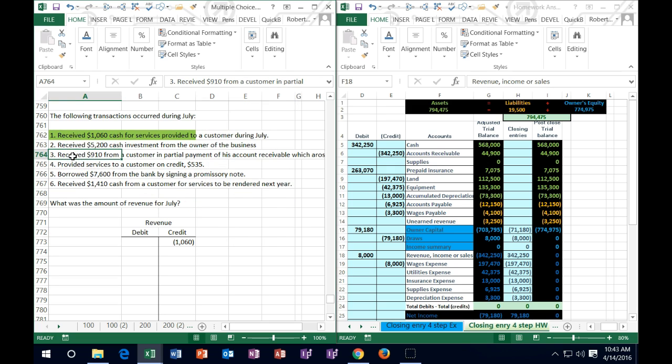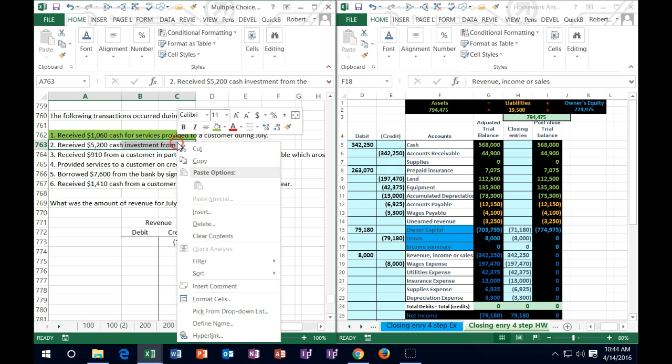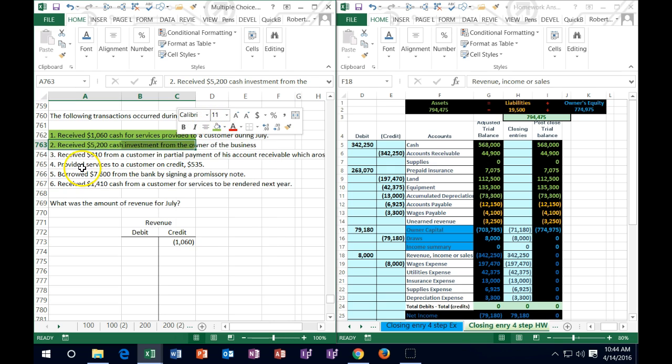We're on the second one. Received $5,200 cash investment from the owner of the business. So what's the journal entry? Cash is going to be debited. Cash is a debit balance, it's going to go up, and therefore we're going to do the same thing to it, which is a debit to cash. What's the credit going to be? Well, is it going to be revenue? I guess that's the question here, because that's what we're looking at. And nah, it's not going to be revenue. We got it from the owner. It's going to be a credit to the owner. The owner put the money in there. No effect on revenue. Therefore, that's not going to be included in our T account.